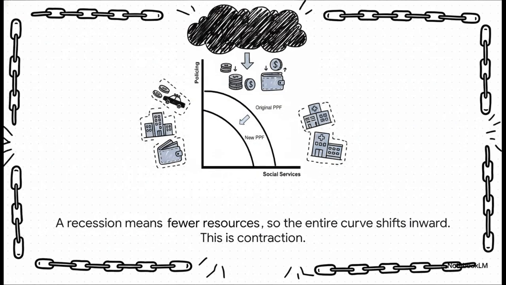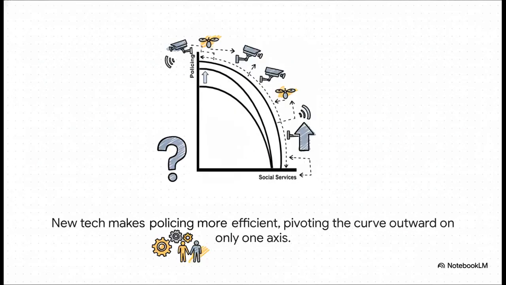But of course, things can also go the other way. Say a nasty recession hits, and the city's budget shrinks. Now there are fewer resources to go around. In that case, the entire production possibilities curve shifts inward. This is economic contraction.